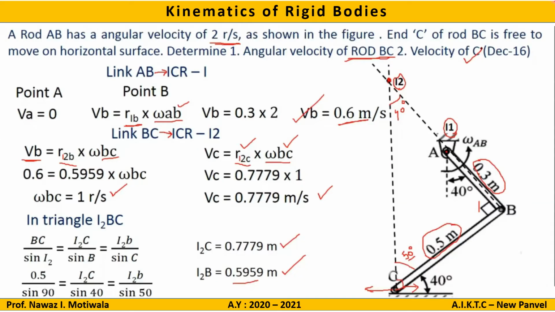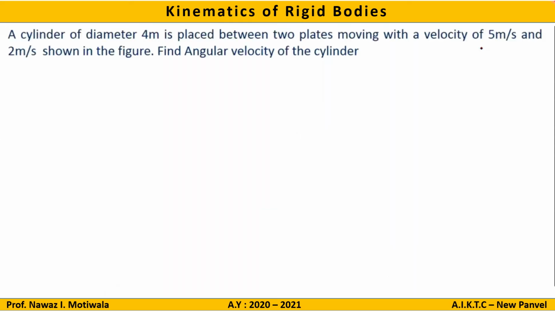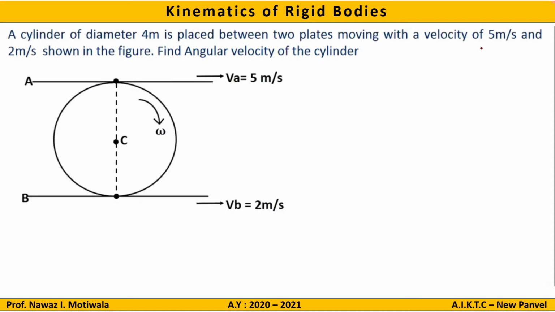Let us proceed to the next problem. A simple problem. A cylinder of diameter 4 meter is placed between two moving plates with velocities of 5 meter per second and 2 meter per second as shown in the figure. Find the angular velocity of the cylinder.